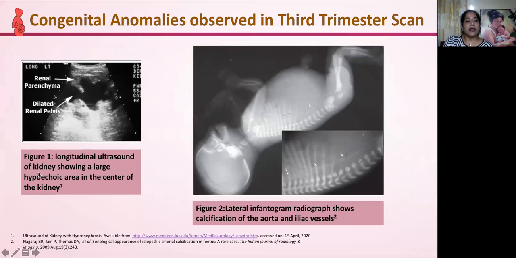So, this shows a kidney with a large hypoechoic area in the center of the kidney, a renal cyst. Infantogram, which shows calcification of the aorta and iliac vessels.